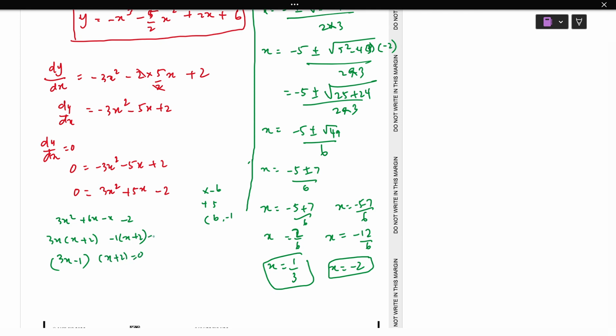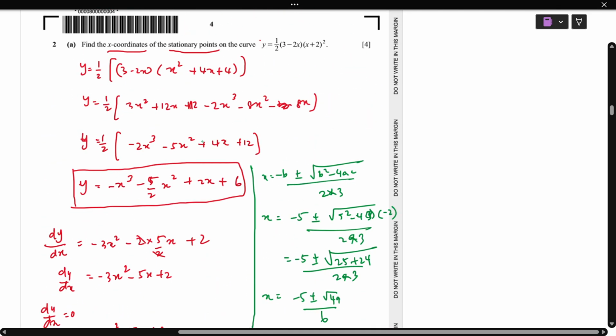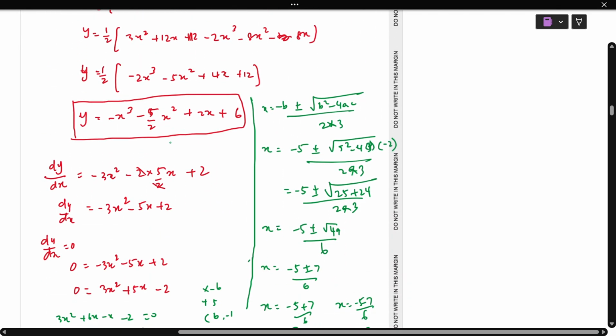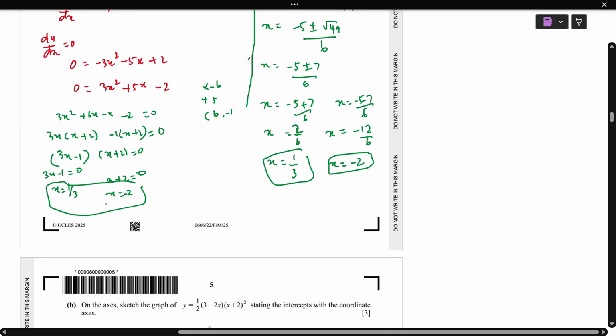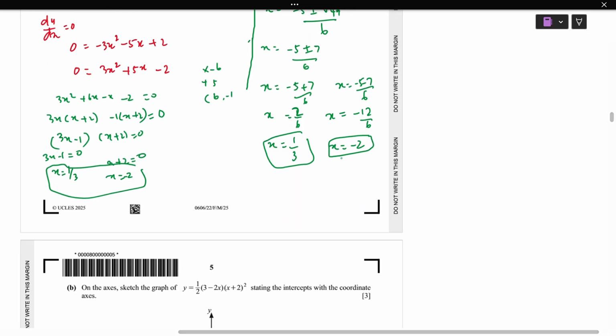The entire thing equal to 0. So first term equal to 0, which is 3x minus 1 equal to 0, x equal to 1 by 3. And next one, x plus 2 equal to 0, x equal to negative 2. So we got the same answer here as well. Okay, so you have to use any one of the methods. Our question says only find the x coordinate. So we got two x coordinates. One is 1 by 3 and one is negative 2.